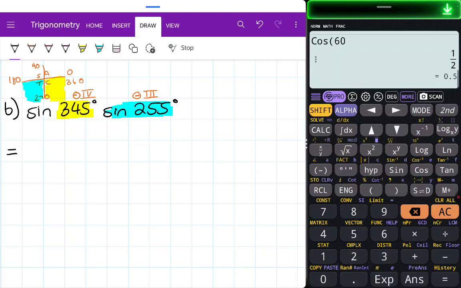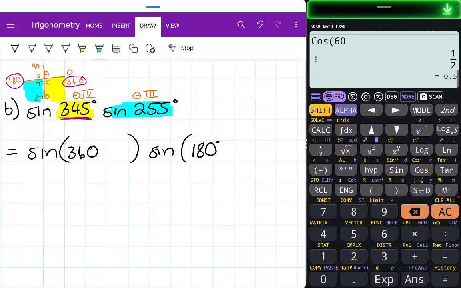Reduction means we're going to go as close to our 360 and 180 as we can. You're going to rewrite this angle as a plus or minus relationship over there. So this becomes sine of what? Because we're in quadrant 4, 360, and the other one is going to be sine of 180 because we are in quadrant number 3 and quadrant number 4. This should make sense to you.